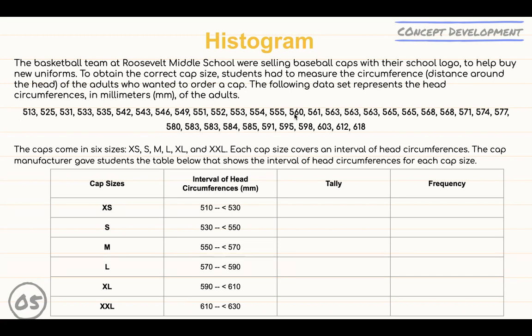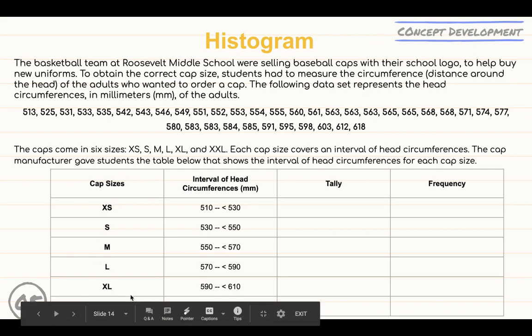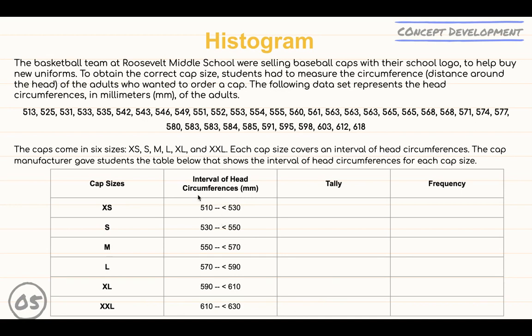So here is your data set, and the cap sizes come in extra small, small, medium, large, extra large, and extra, extra large. I'm going to pause here for a moment, and I want to ask you, is this numerical or categorical data? If you said categorical, you are correct, because ultimately we are trying to find the cap sizes. Yes, we do have numbers, but this is not the data we're focusing on. This is. So we're taking this data, interpreting it, and turning it into a size.